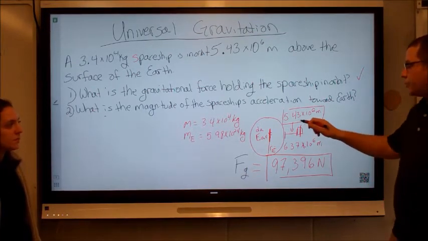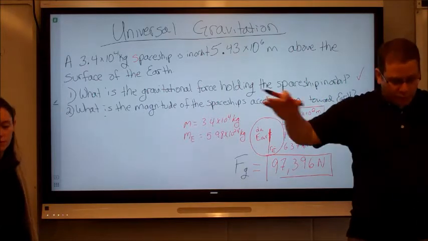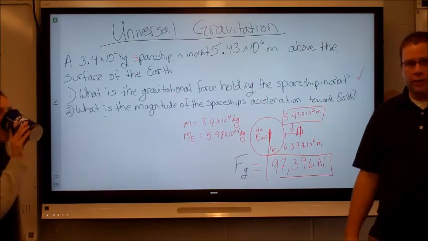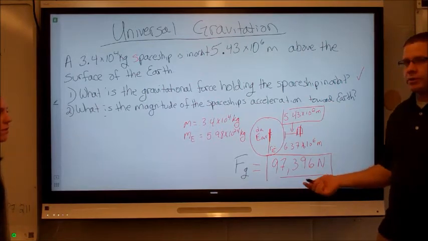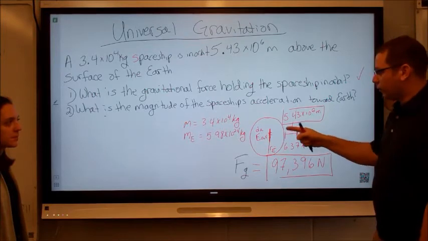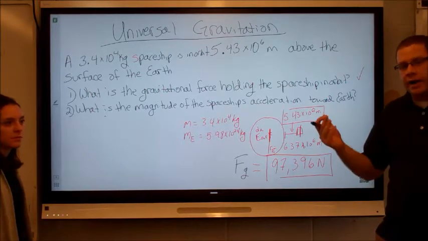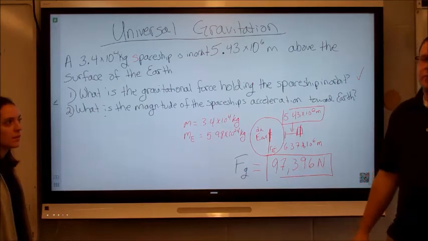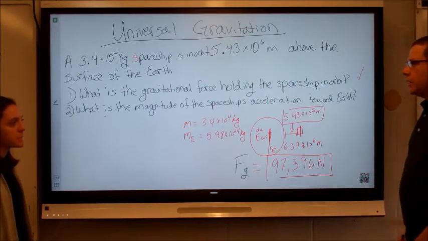Remember, if this spaceship was on the surface of the planet somewhere here, its acceleration towards the planet would be 9.81. But it's not here. And the question is, why is it not? Well, the answer is because it's this far off of the planet. So then how do we find its acceleration towards the center of the planet? We have a bunch of different ways to do this.